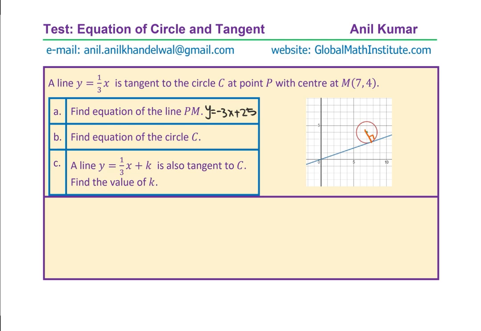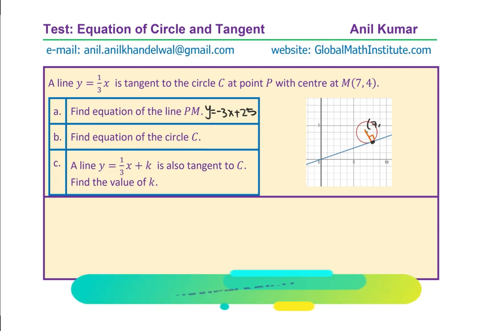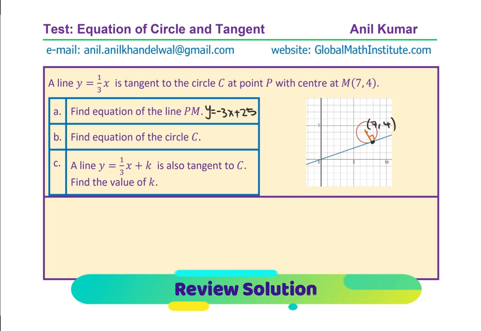So basically, if I know a point on the circle, I already know the center, which is at 7, 4, right? Then I can easily find out the radius, and therefore the equation of the circle. Okay, so this point is the intersection of the two lines, right? So it is the intersection of two lines.